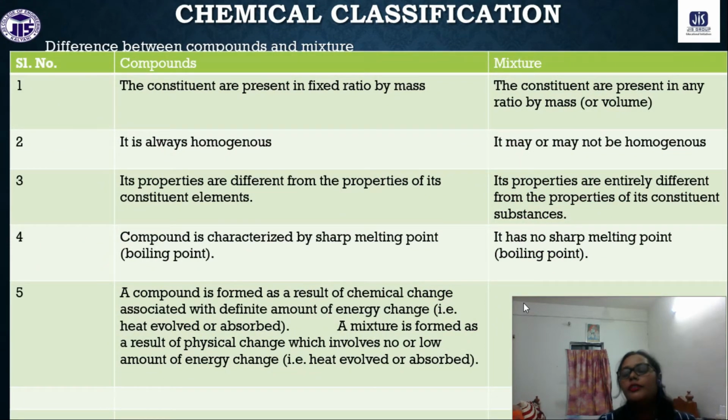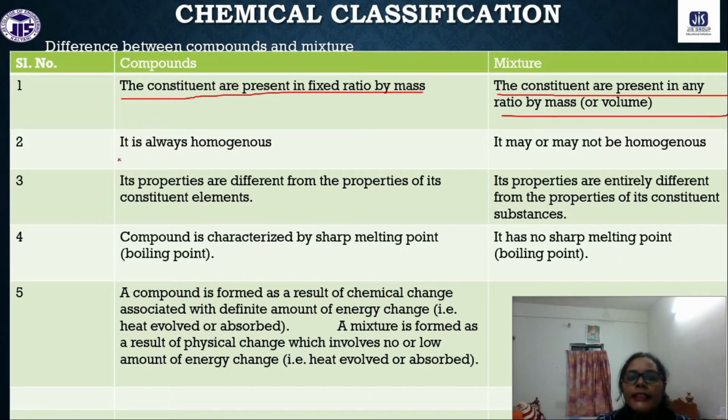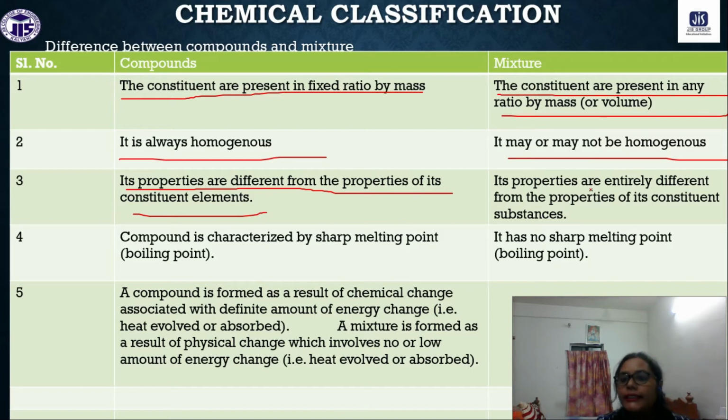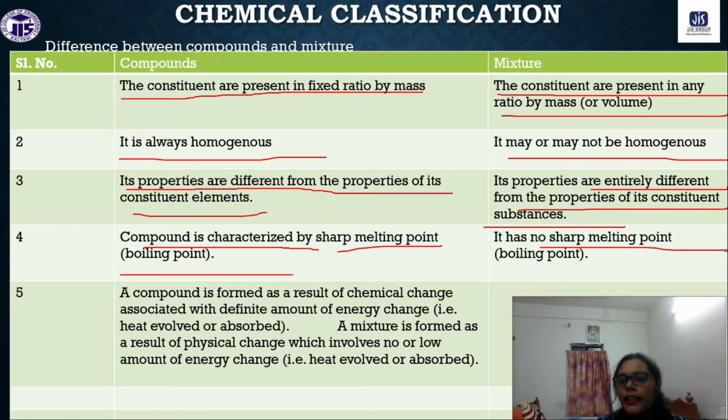Now we will see the differences between compounds and mixtures. In compounds, the constituents are present in a fixed ratio by mass, while in a mixture the constituents are present in any ratio by mass or volume. Compounds are always homogeneous, but a mixture may or may not be homogeneous. A compound's properties are different from those of its constituent elements, and a compound is characterized by a sharp melting point and boiling point, while a mixture has no sharp melting point and boiling point.